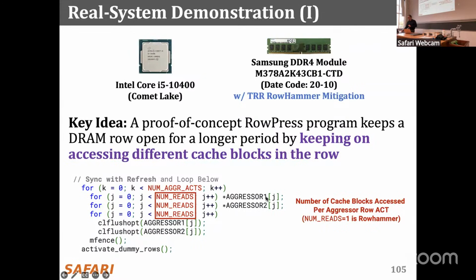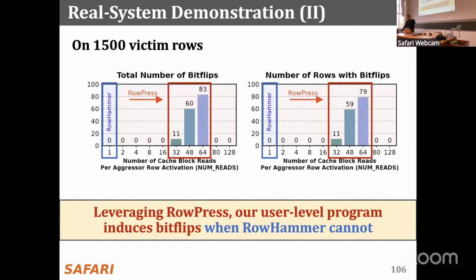You keep accessing the two aggressor rows in a double-sided RowHammer or RowPress, and you basically change the number of cache blocks accessed for a given aggressor row. Essentially, for a given aggressor row, you keep accessing the first cache block, next cache block, third cache block, fourth cache block, etc., and you vary that parameter, n, let's say. And if the memory controller keeps the row active, then it should keep the row open for a longer time. And that's what we discovered, essentially.